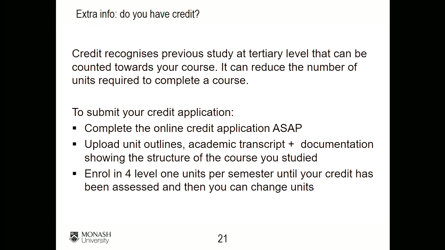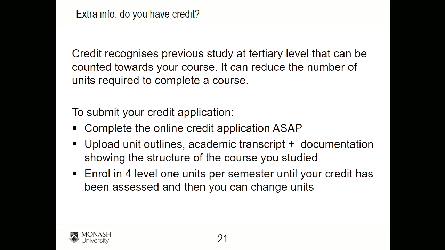If you have completed other units at tertiary level, they can also be counted towards your degree, and it reduces the number of units that are required to complete your course. So in order to apply for credit, you need to complete the online credit application as soon as possible, and you need to also upload the unit outlines, the academic transcript, and any documentation which shows the structure of the course that you studied, so that we can assess whether it's equivalent to what we offer at Monash.